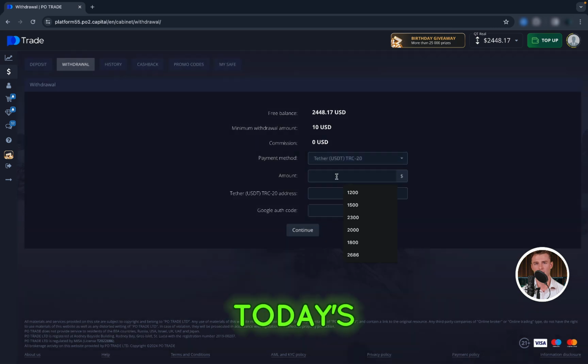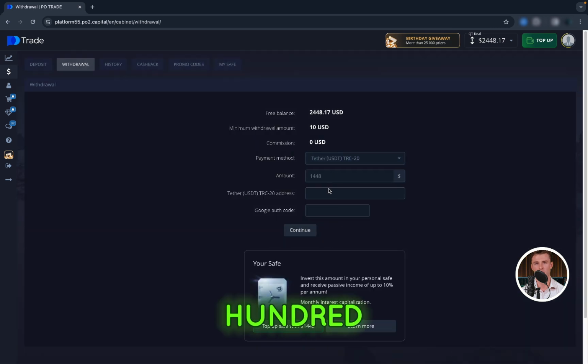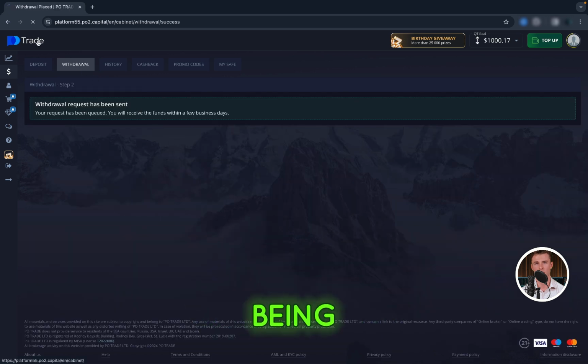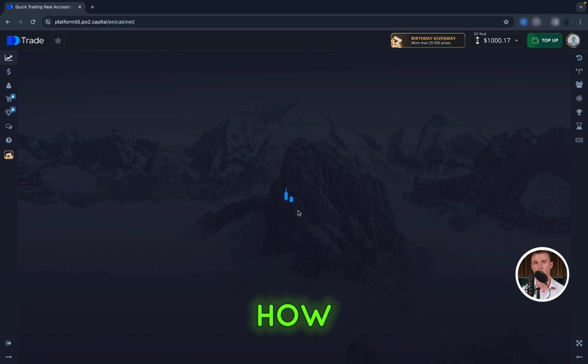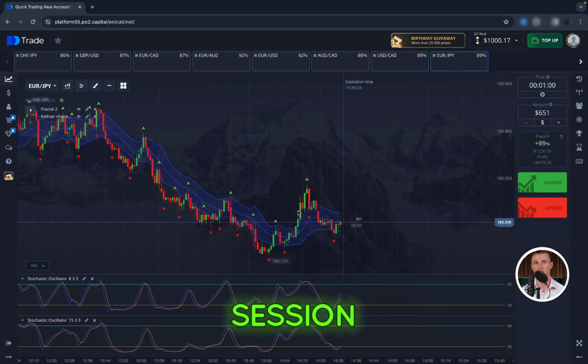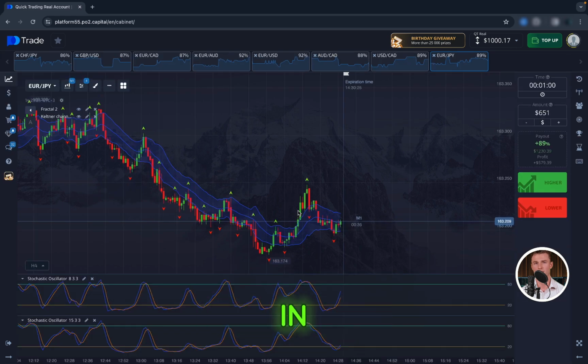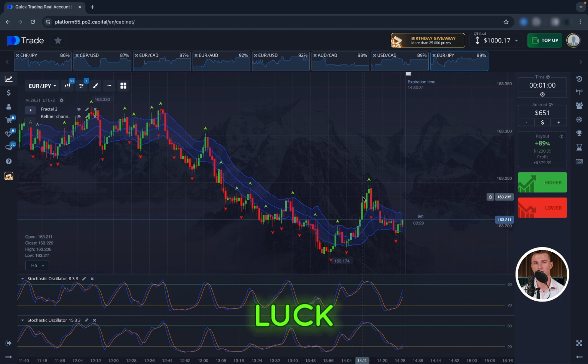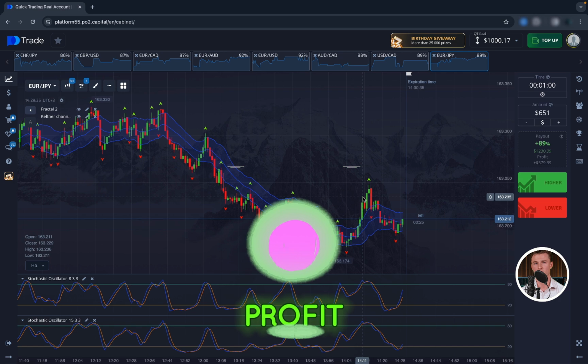The amount of today's profit will be $1,448. The withdrawal operation is being successfully performed. This is how trading turned out in the first session using these indicators. In general, everything was simple and each entry into the transaction was extremely clear. There was no luck in one transaction, but that's okay. I still recorded a good profit today.